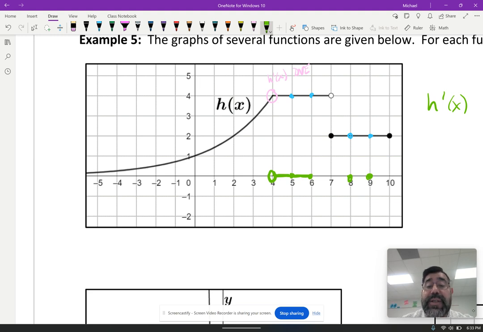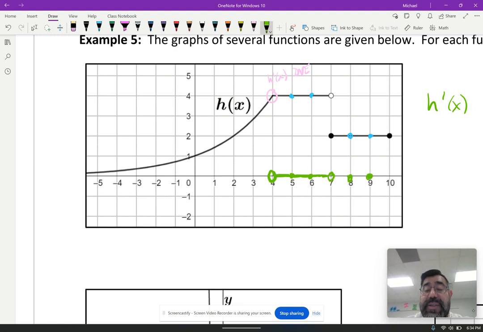Now, if I keep going to the right side, same thing over here. My slope is 0 all the way to 7, but then at 7, there's a jump discontinuity. So if it's discontinuous, it's not differentiable. And if it's not differentiable, the derivative doesn't exist. So I should have an open circle there.